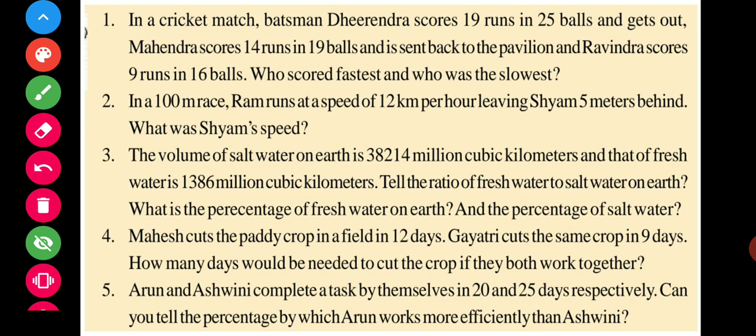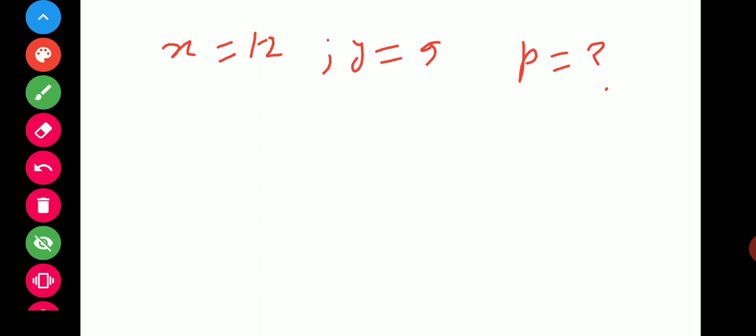Mahesh cuts in 12 days, that is x. x is given as 12 days. Now y is given as 9 days. And we want to know the time both cut together, that is P, the question mark. So come to the next page. Here x is 12 days, y is 9 days, and both together can cut in P days.